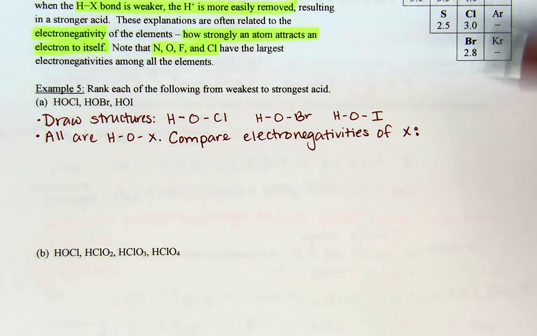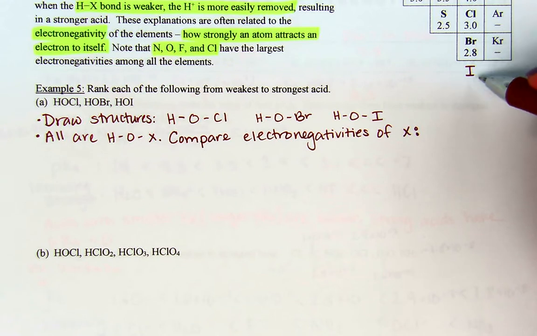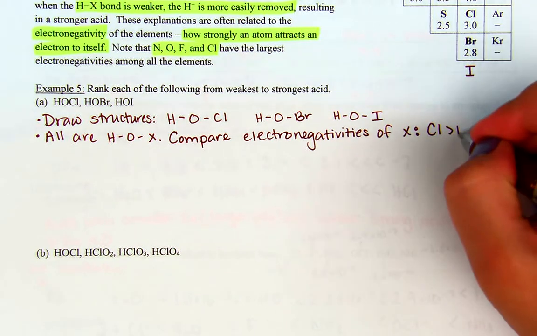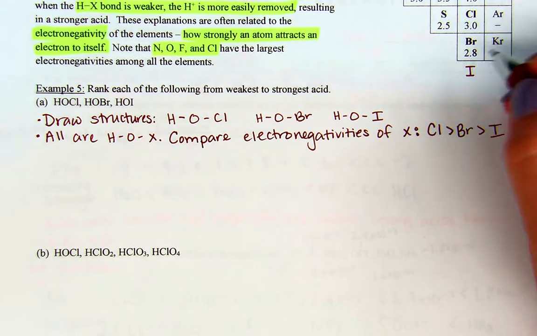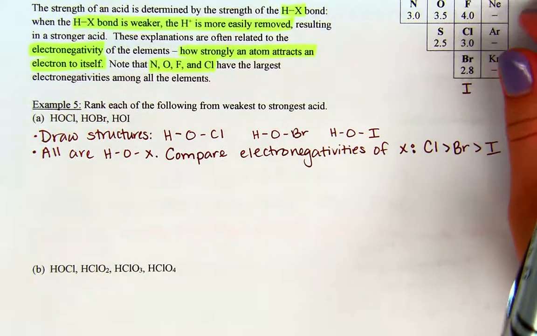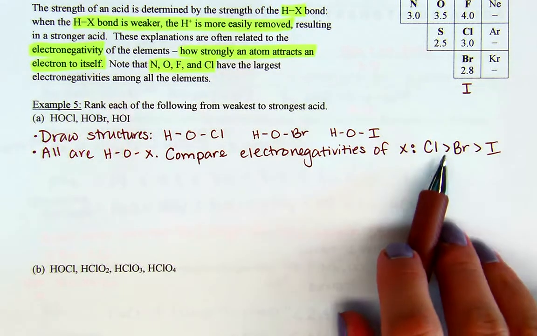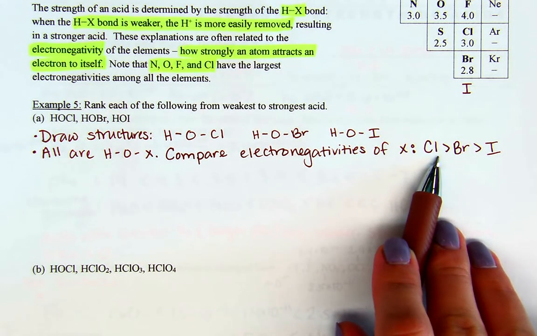So let's do that. We have chlorine, bromine, and iodine. Iodine would be right down here. It's not listed, so following the trend, that's going to be even lower. The greatest electronegativity of these 3 is going to be chlorine. So chlorine's the greatest, followed by bromine, and then following the trend, even though it's not listed, iodine comes next. So the stronger the electronegativity of X, the more it pulls electrons toward itself, so away from the HO bond.